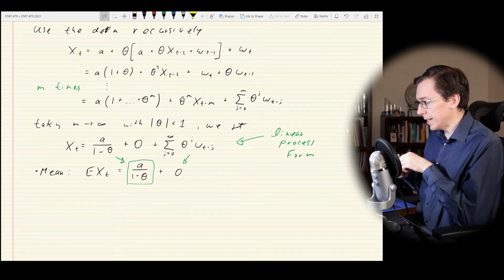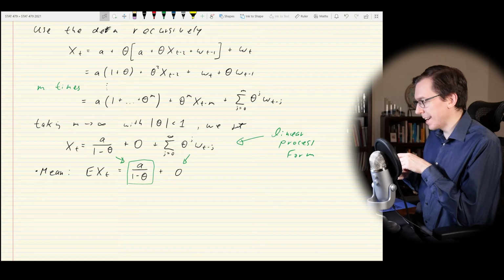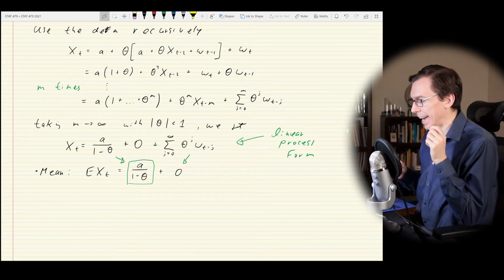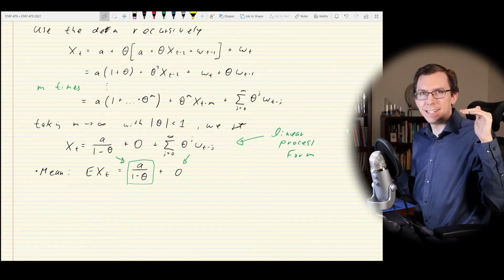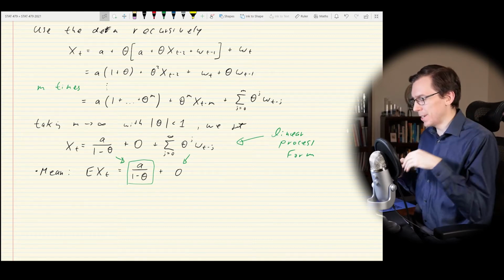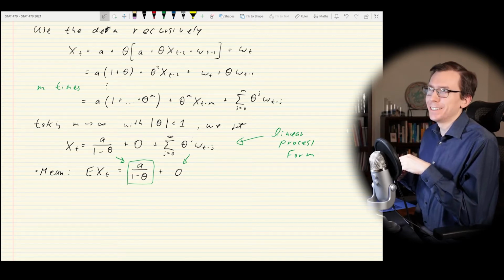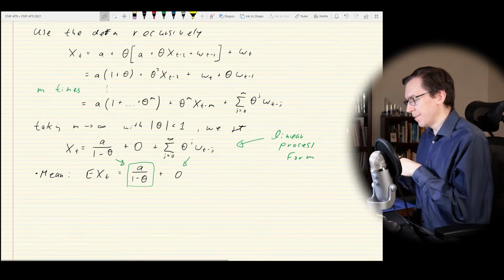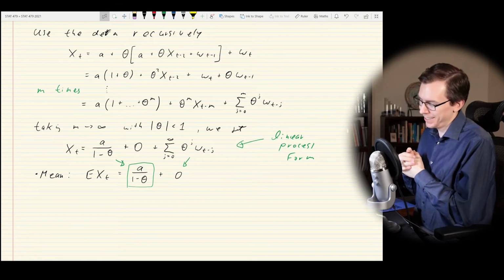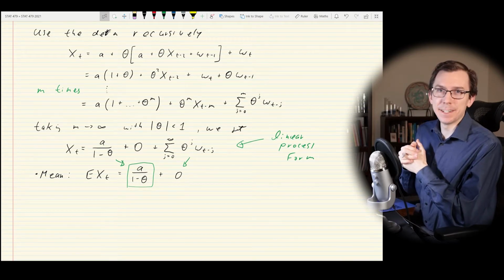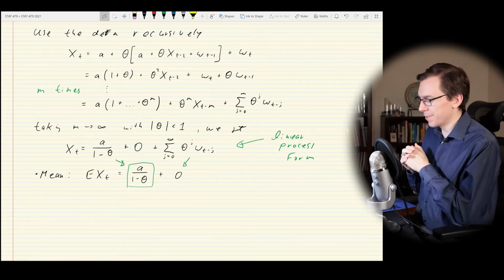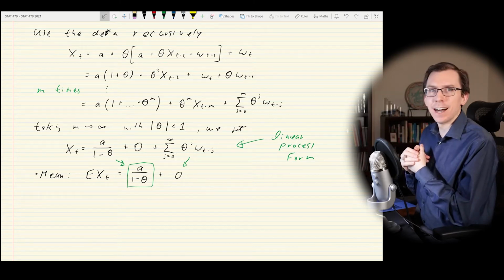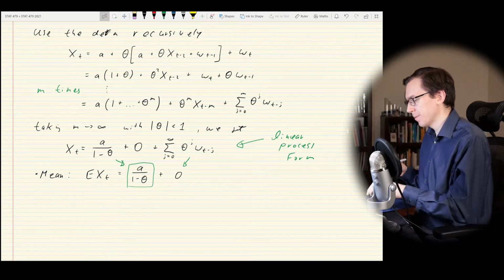which is quite neat. It means that the mean is going to depend on two pieces, the a, which is going to be the drift term, but it's also going to depend on that autoregressive piece, theta. So if theta is very close to 1, this mean is going to blow up. If theta is very close to 0, it's not going to change very much.